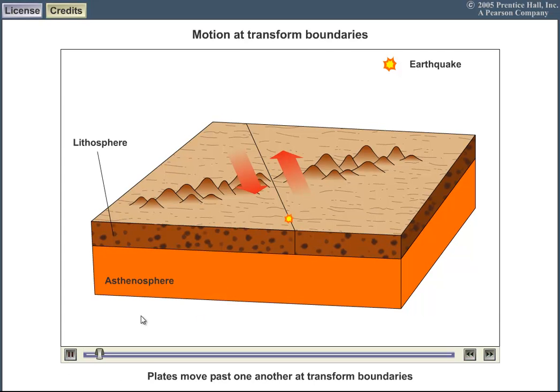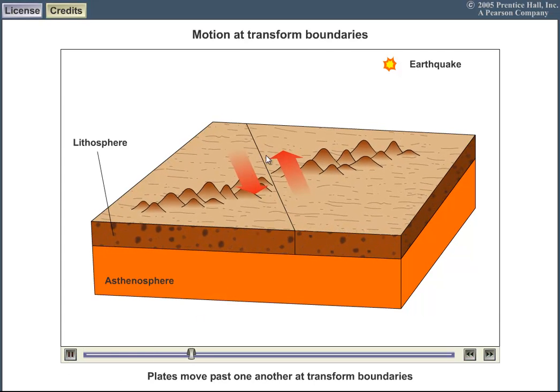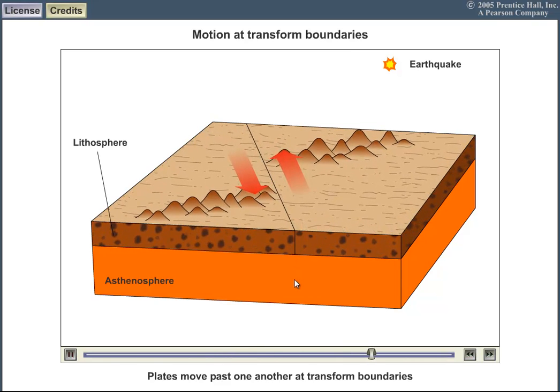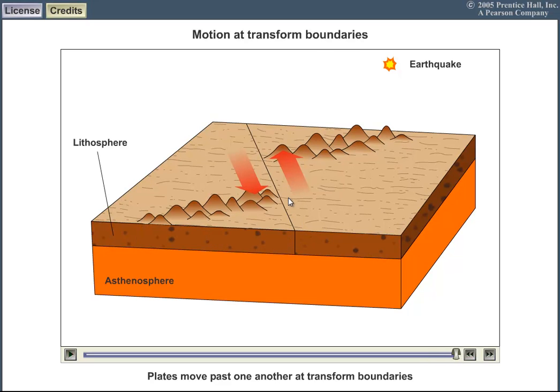Let me push play, and you can see this one moving. You can see shallow earthquakes. There should be intermediate and deep earthquakes if the crust is deeper. This is what's called a lateral fault. This is a left lateral fault because the material on the other side of the fault moved to your left. Just like if you're standing on this side, that other side moved to the left.